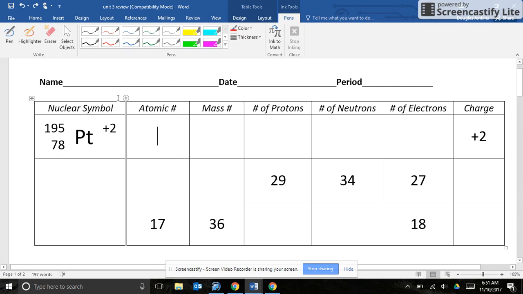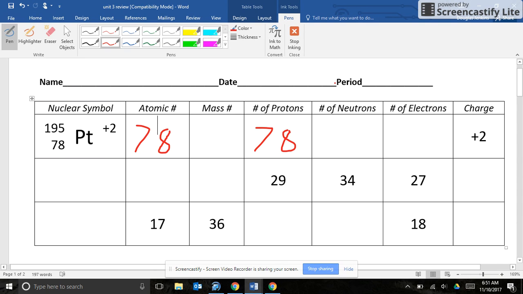All right, so if I know that the atomic number equals this lower number, then I can just go ahead and write 78 in it. I don't even have to really think. That's my atomic number. And I know that the atomic number equals the number of protons, so I just pop a 78 in there. That's the easiest one to get correct on a test or quiz or just to know in general.